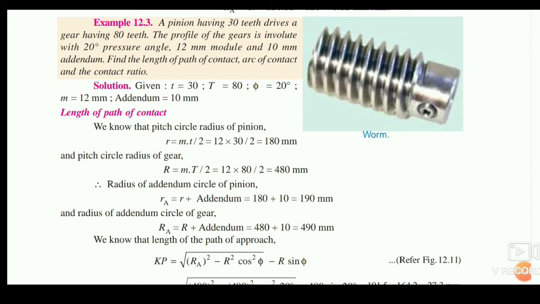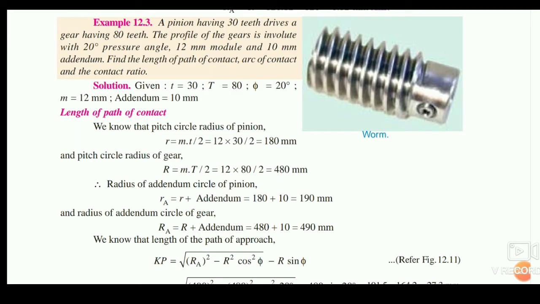Now what do we have to find out? We need to find out the length of path of contact, arc of contact and contact ratio. From this question it is very clear that if you want to find the length of path of contact, you need to find KP plus PL. That is the length of path of contact. If you add the two, you will get the length of path of contact. From that you will get the arc of contact by dividing the length of path of contact by cos phi. Then the contact ratio you will get by dividing the arc of contact by the circular pitch, that is pi into m. So we have written the given data.